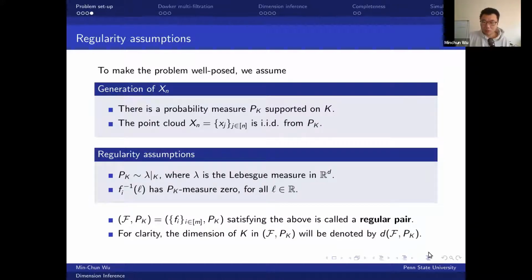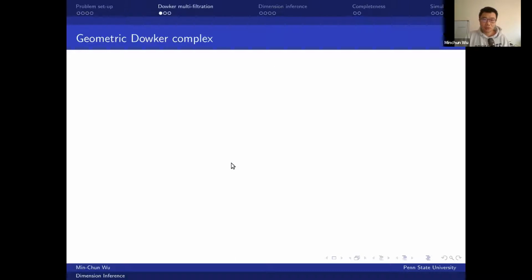And notice that the dimension actually depends on the regular pair, because the dimension is basically the dimension of the common domain of the functions. So, to be more clear, we denote the dimension by d(F, P_K), emphasizing its dependence on the regular pair. Okay, so far I have set up the whole problem mathematically. Now let's look at some topological tools that we developed for the dimension inference purpose.